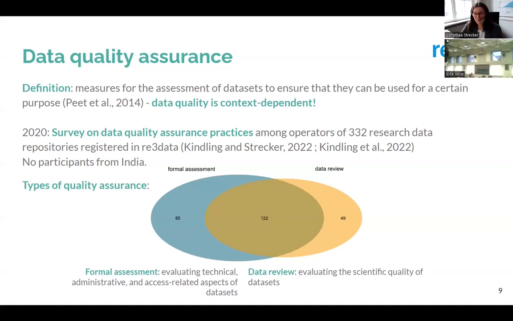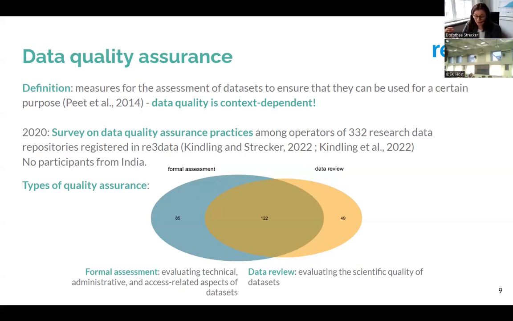So what you can see here, this Venn diagram shows two types of quality assurance we have worked with in this survey. We have, as is common in the literature, divided data quality assurance into two types. There is formal assessment, which means evaluating more technical or formal aspects of data sets. And then there is data review, which refers to the evaluation of more in-depth scientific quality of data sets.